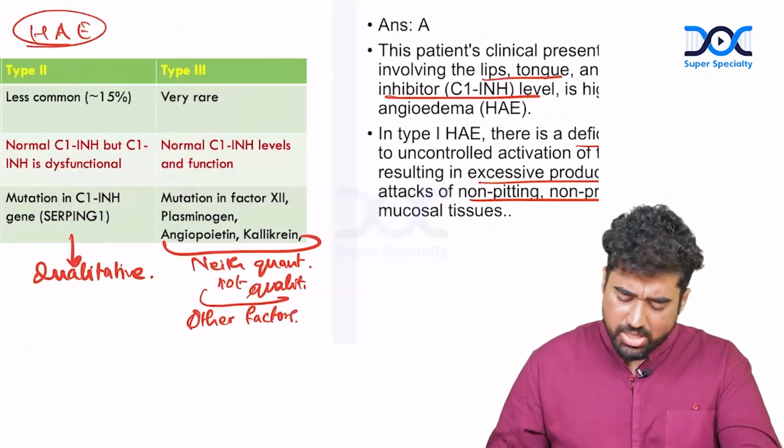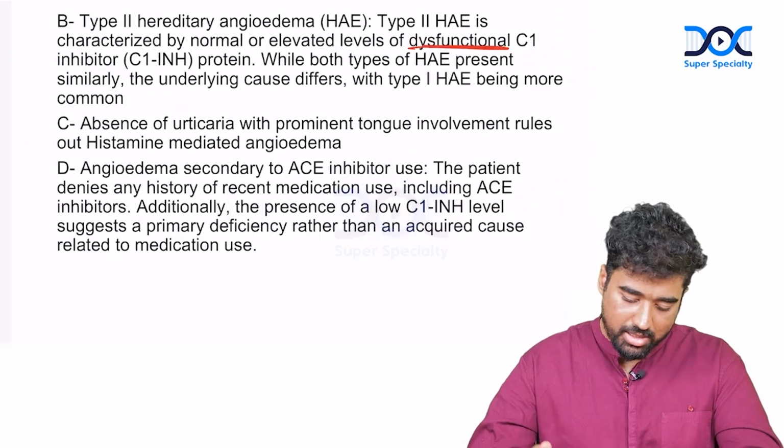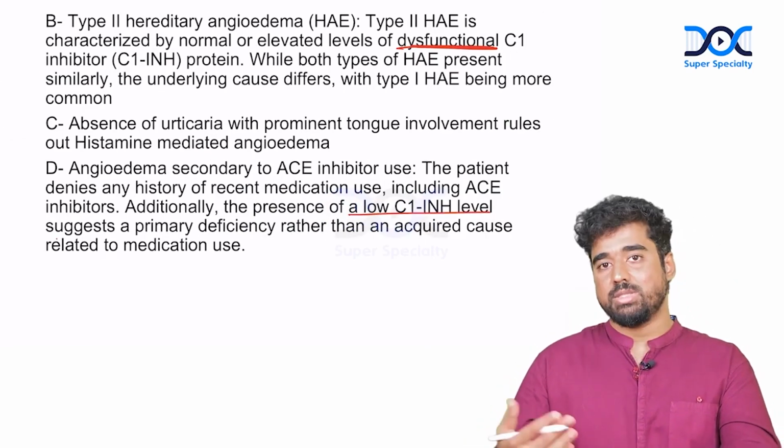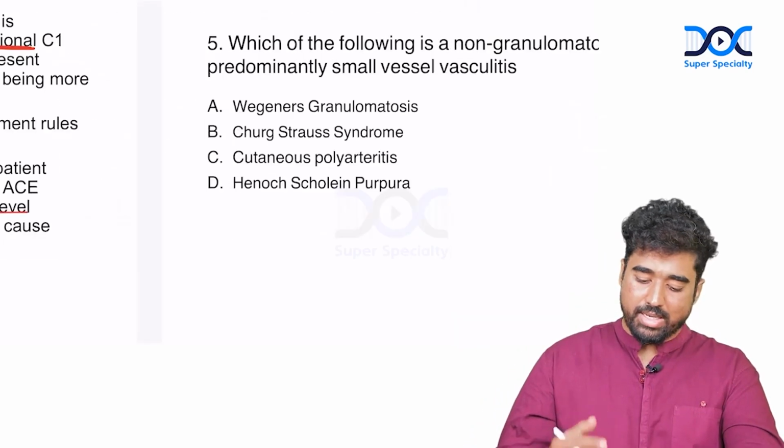Then ACE inhibitor angioedema you can also obviously rule out because clearly there is no medication intake history. Also there are low C1 esterase inhibitor levels, which itself indicates that it's a primary deficiency and not an acquired cause related to medicine.